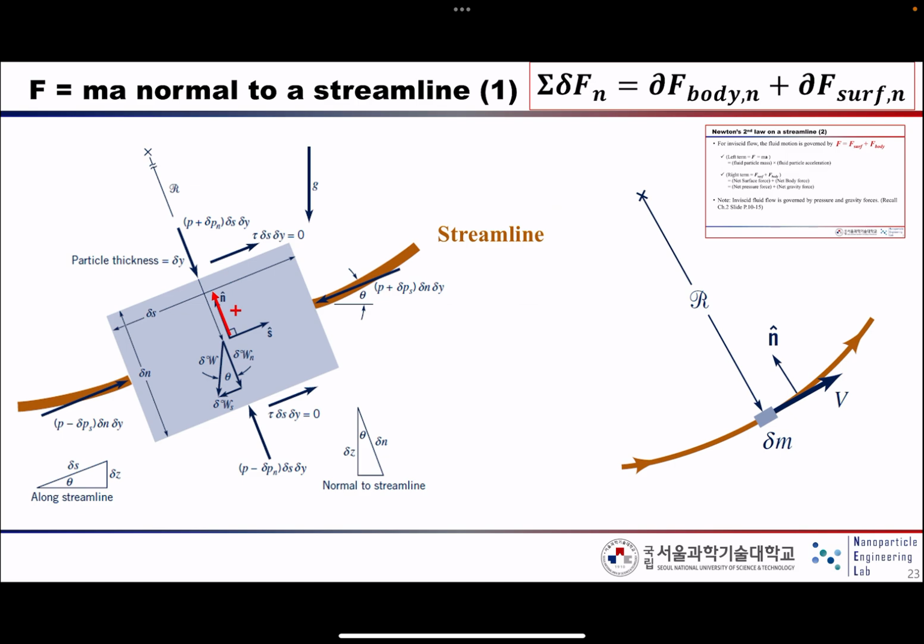Okay, and also we derive the F equals ma normal to a streamline. So basically all the function is the same. The only difference is that we consider the normal direction. Normal here represents this direction: this is the streamline direction and this is the normal direction.